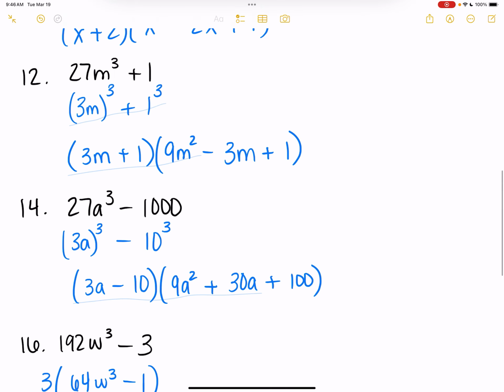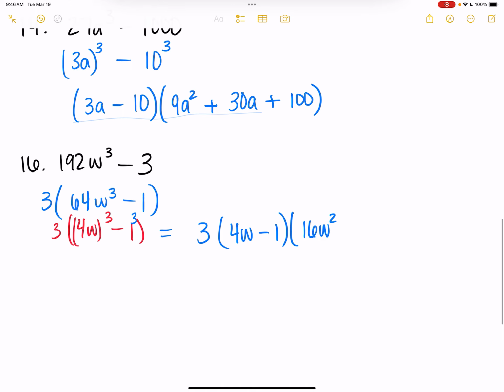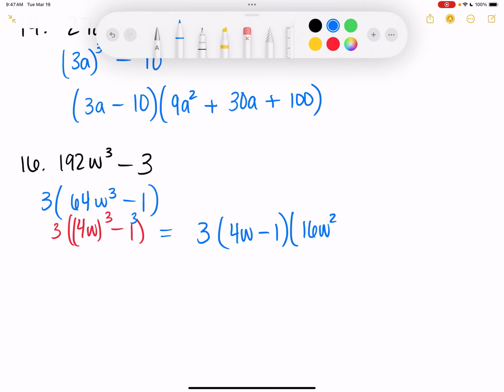I'm not even touching this. Then the sign here would be what? What's the sign? Plus. Yep. Same sign, opposite sign. Now what goes in the middle? 4w. And then what's the next sign? Plus and 1.